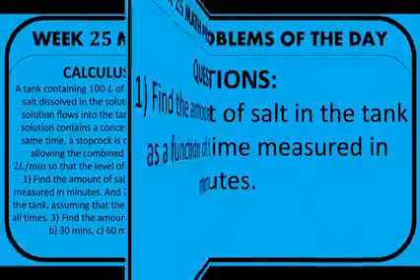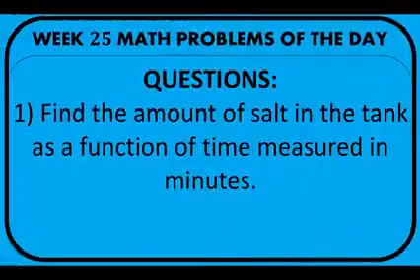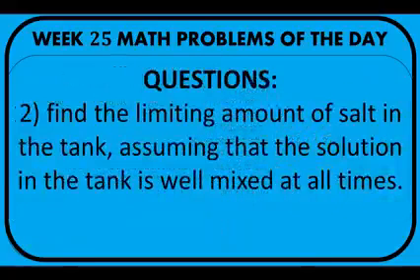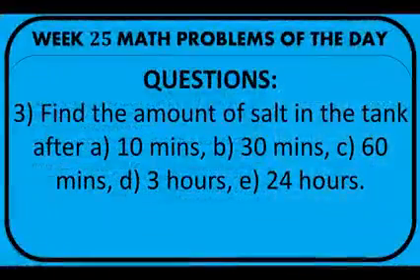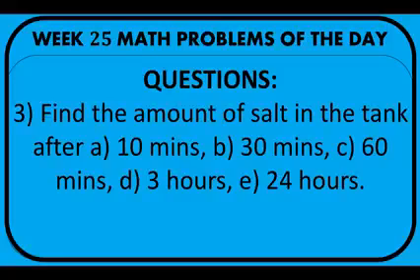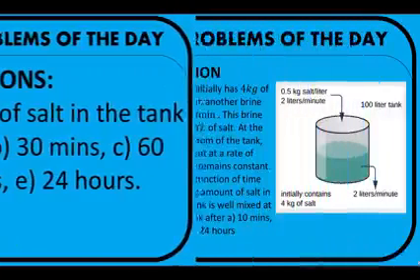Number 1. Find the amount of salt in the tank as a function of time measured in minutes. Number 2. Find the limiting amount of salt in the tank, assuming that the solution in the tank is well mixed at all times. And number 3. Find the amount of salt in the tank after 10 minutes, 30 minutes, 60 minutes, 3 hours, and 24 hours.